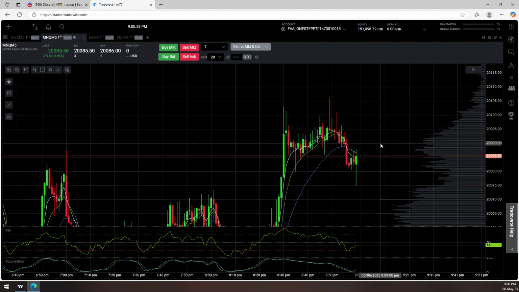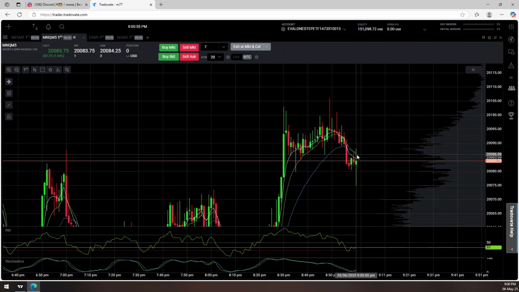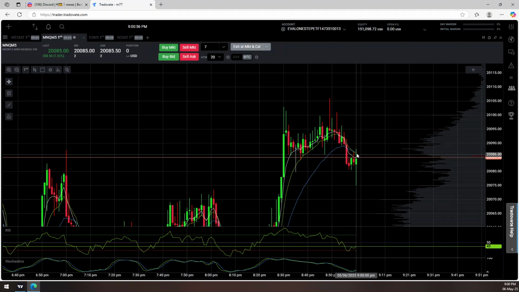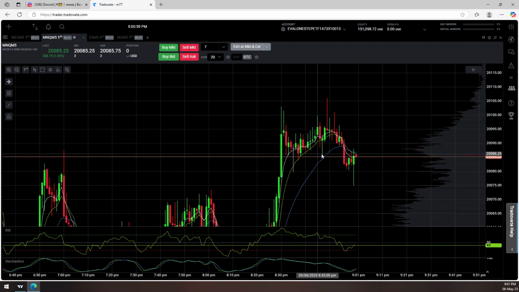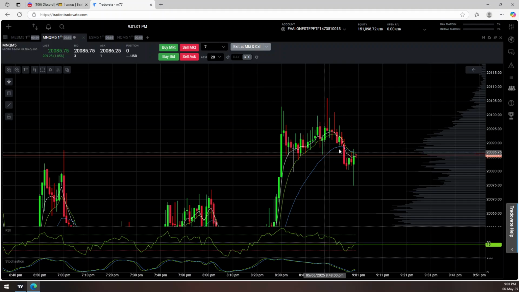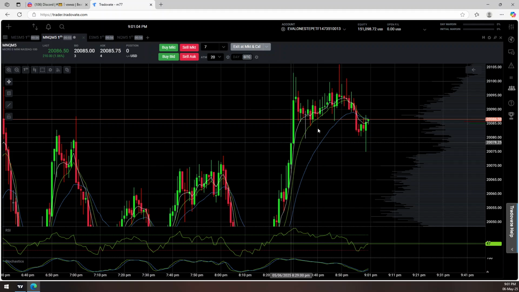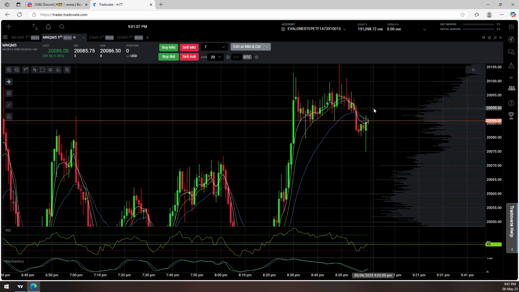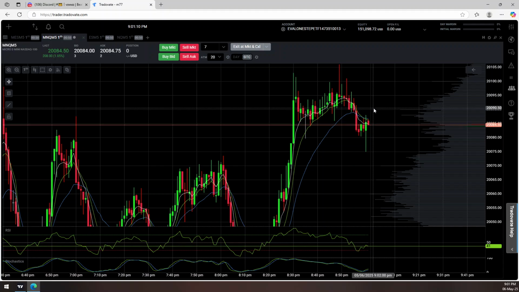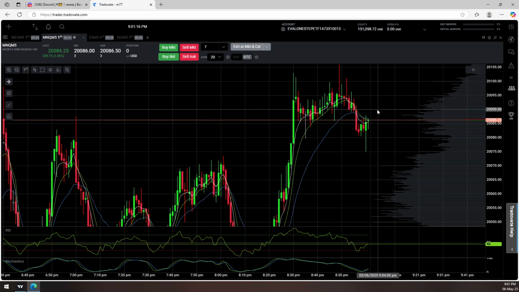Now if this thing again goes above this level, starts closing above this level, only then I'll go into a long position. Otherwise, I'm not very interested. Because if you're looking at a 5 minute chart right now, you can see we left a very nice fair value gap to the downside, which I want to utilize.